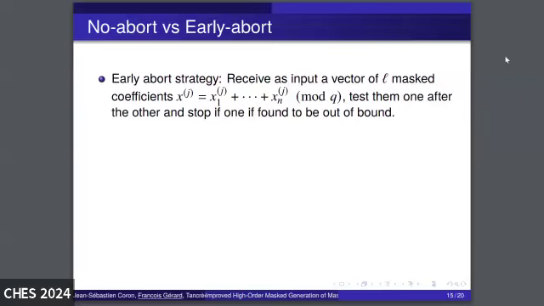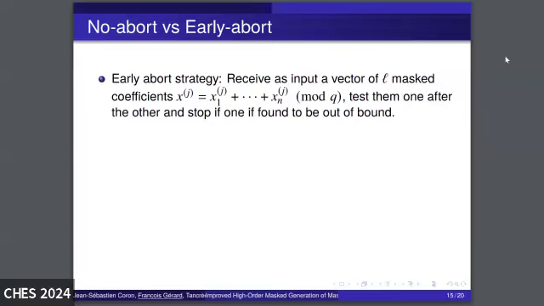It depends a bit on your assumption. And it was discussed yesterday in a talk about the fact that maybe in masked form, and in a side-channel protected form, you want to verify the whole vector before deciding which coefficient is actually not passing the test. So you have the two strategies. The early abort strategy, you just apply what I just said on every coefficient. If one is out of bound, you stop directly.